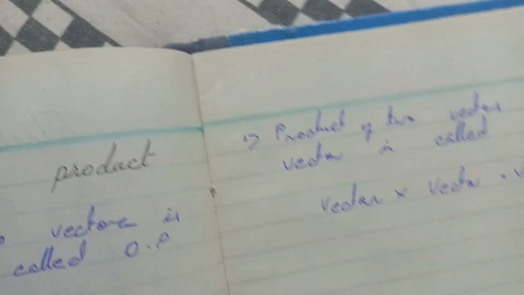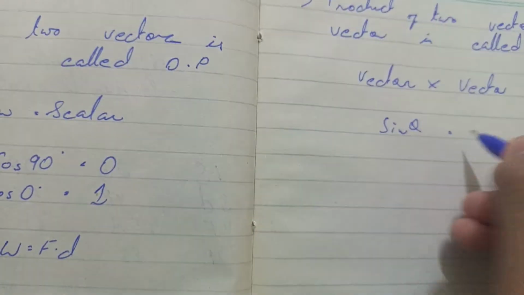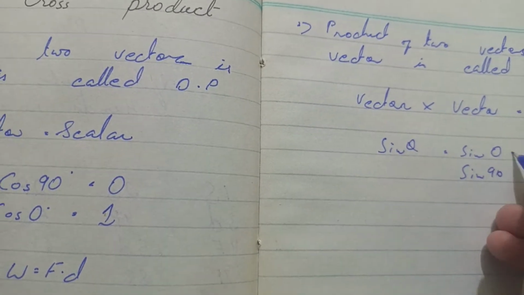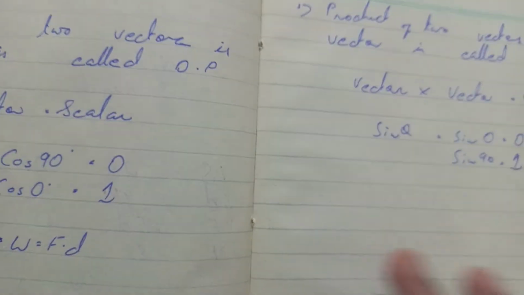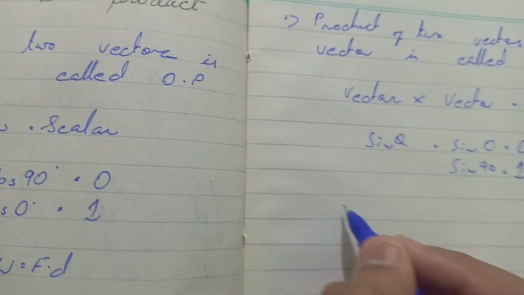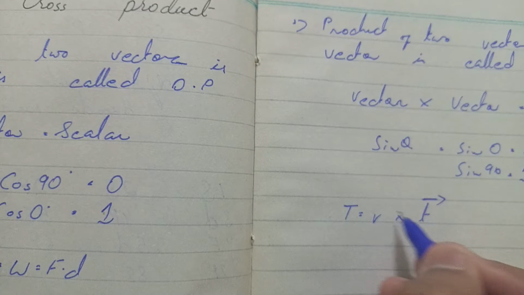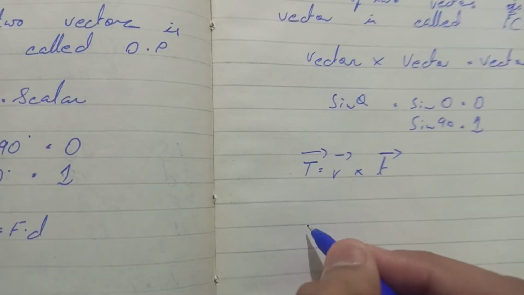So it generates the angle, sine theta. For example, we have sine 0 and sine 90. Here sine 0 is equal to 0, sine 90 is equal to 1. For example, you can see the example of torque. Torque is equal to r cross F, and we have to put a bar on it because it's a vector quantity. The way to denote a vector quantity is that we put a bar on it. We have taken the example as well, so then we generate the angles.